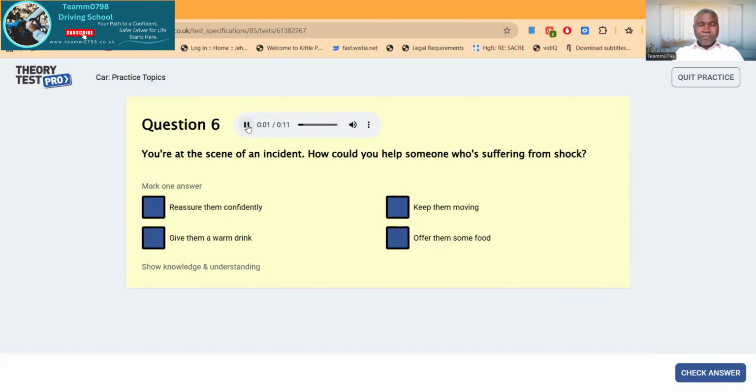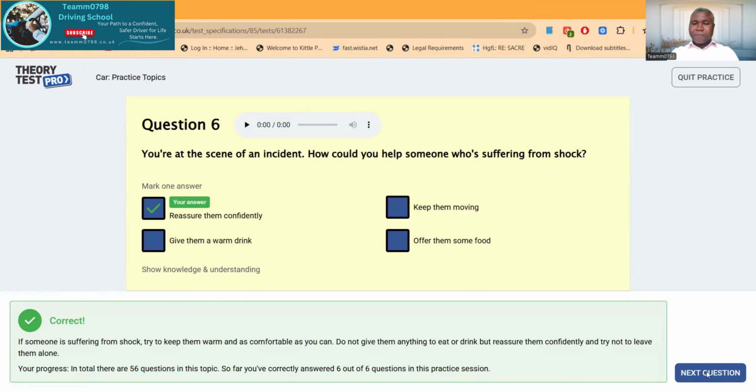You're at the scene of an incident. How could you help someone who's suffering from shock? Reassure them confidently, keep them moving, give them a warm drink, offer them some food. Reassuring them confidently is the thing you can do when someone is suffering from shock. Don't keep them moving, don't give them a drink, and don't offer them food, as that could be counterproductive.